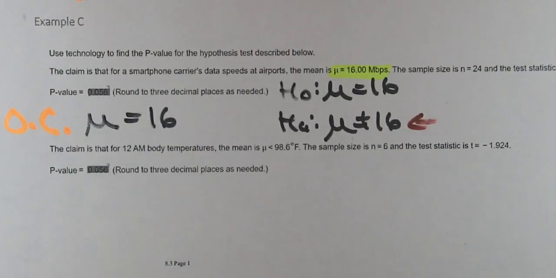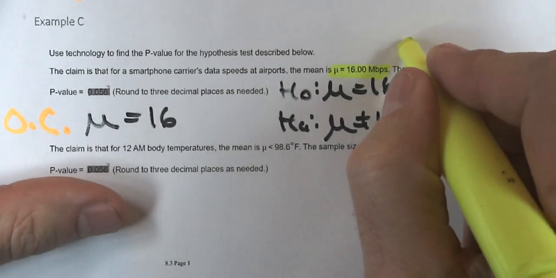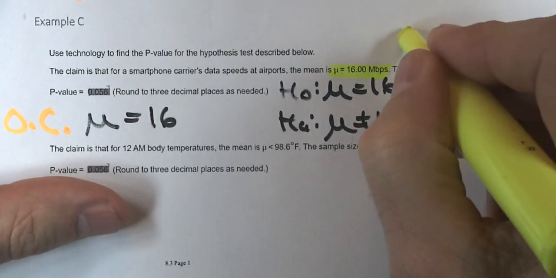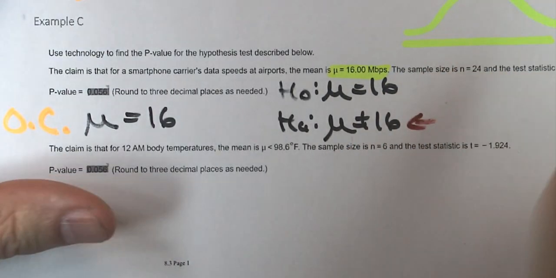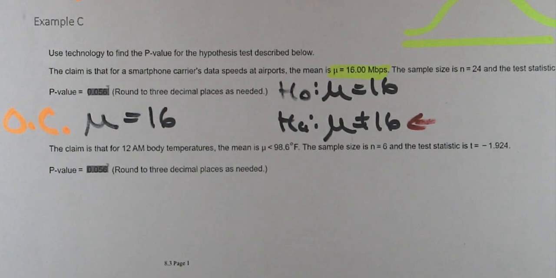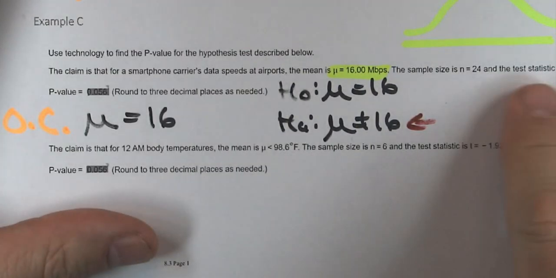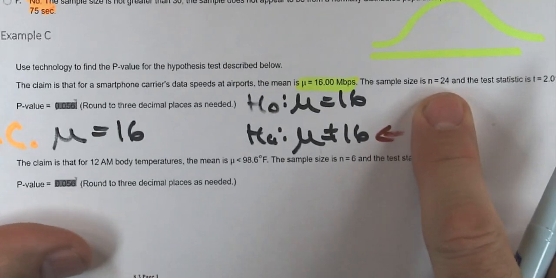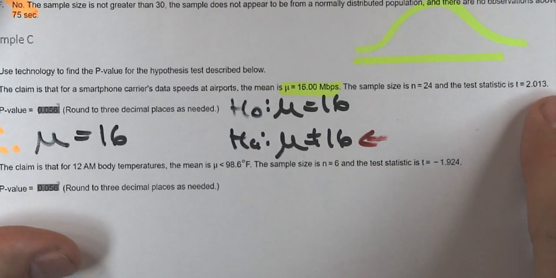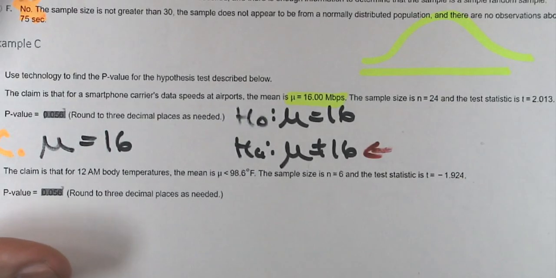And let me draw myself a little distribution up here. Just an itty bitty one. We want to find the area in the tails, and they give us a little information here. They give us that n is 24 and t is 2.013.